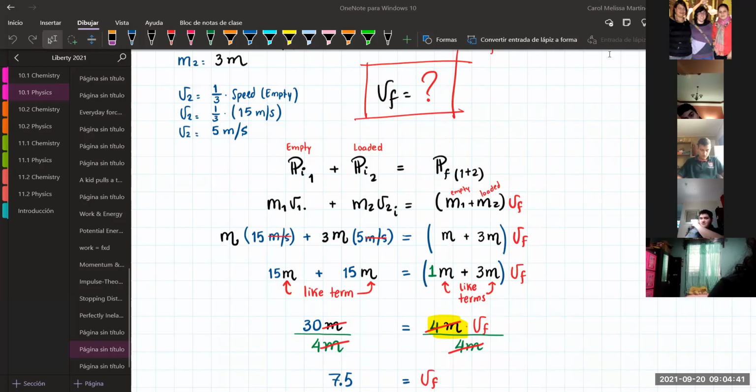Now, what units do we need to write right here? What units do I need to write? Meters per second. Take a look. Here, remember that we said that we are going to ignore the units. But the units don't disappear, okay? Just because it is more comfortable to work like that, we decided to ignore the units. But in the end, you are going to write them. You're going to bring the units back. So in the end, 7.5 meters per second is the final velocity of the entangled mass.